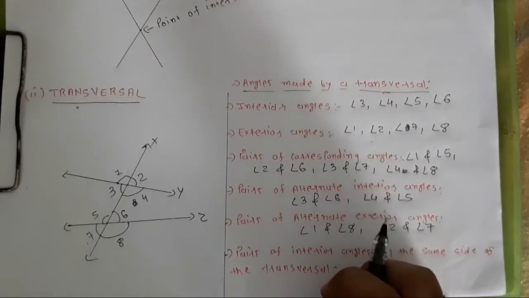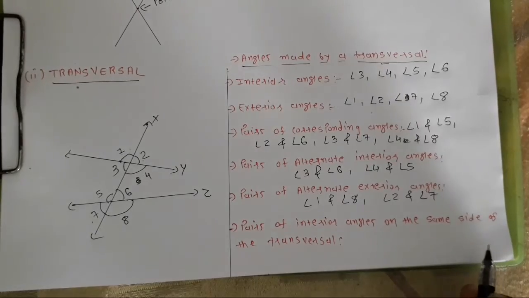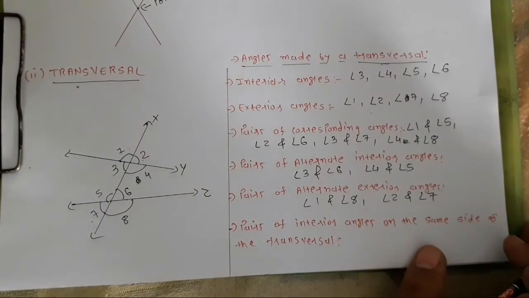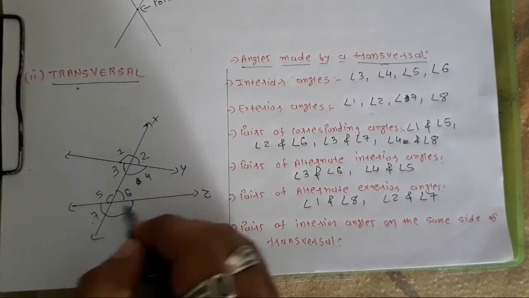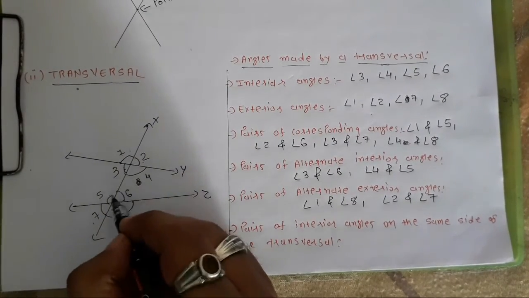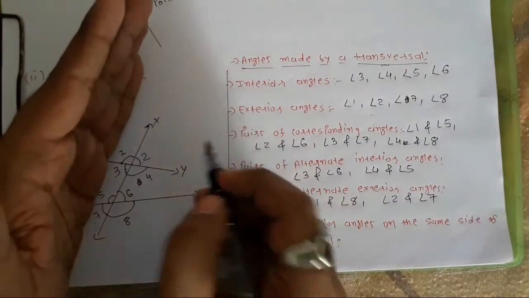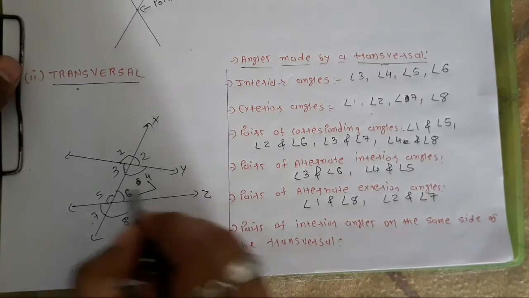Now this is the most important thing: pairs of interior angles on the same side of the transversal. This means pairs of interior angles on the same side of the transversal. Here you may see the pair of angle 3 and angle 5, both on the same side. The pair of angle 6 and angle 4 are also both on the same side.